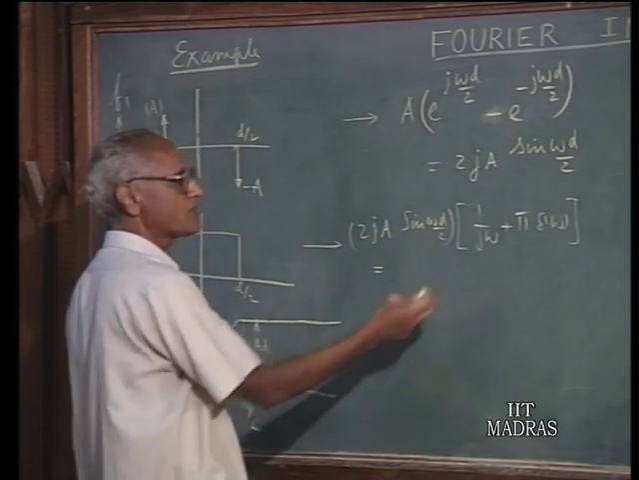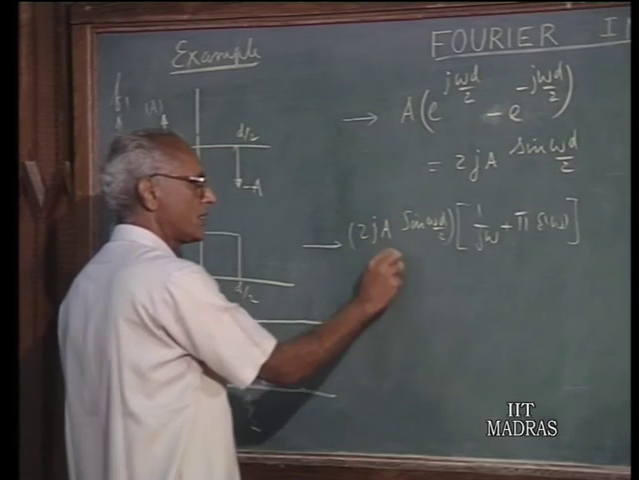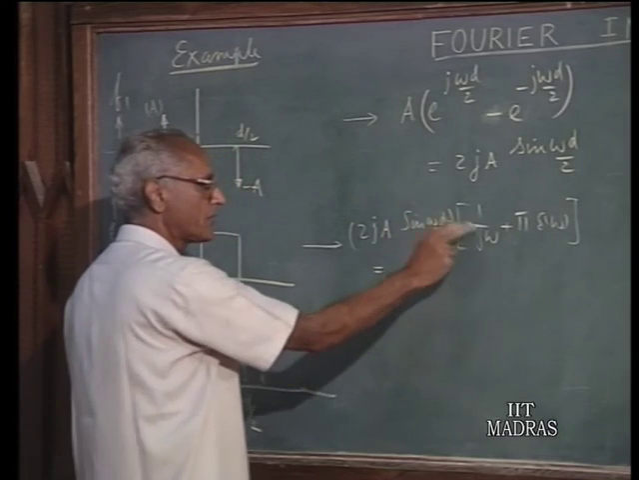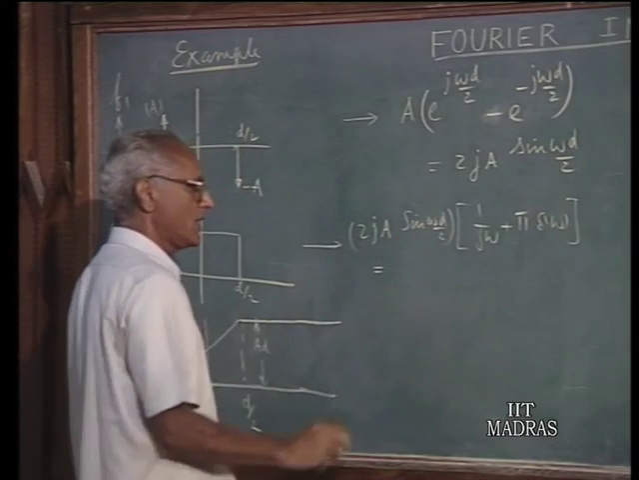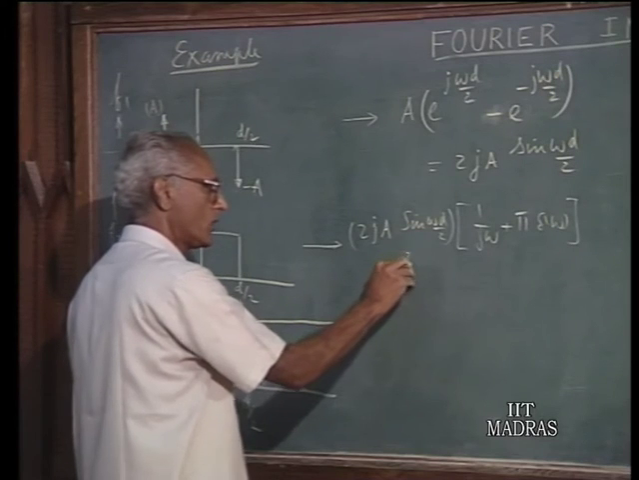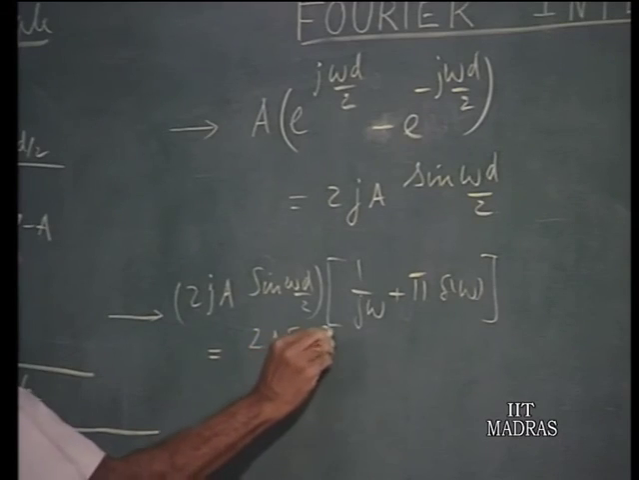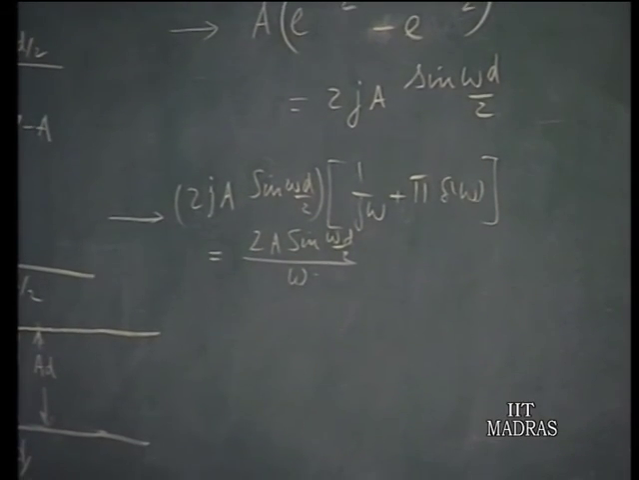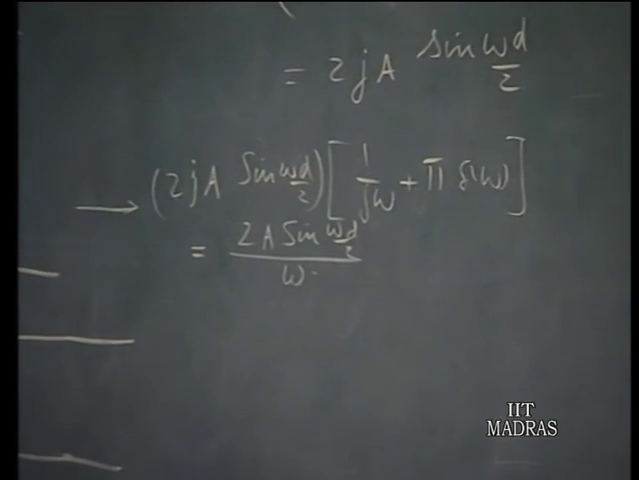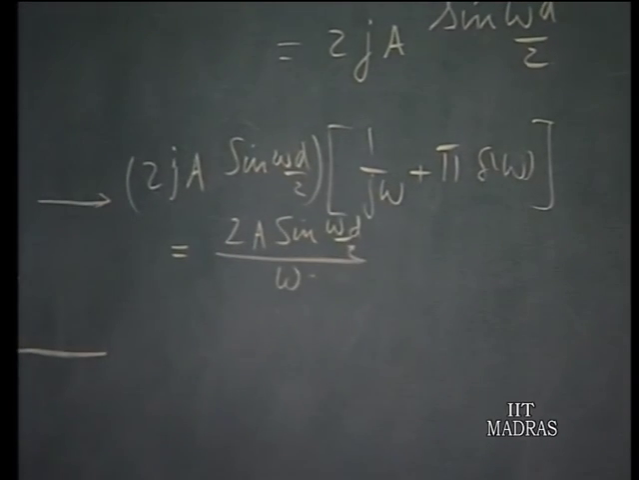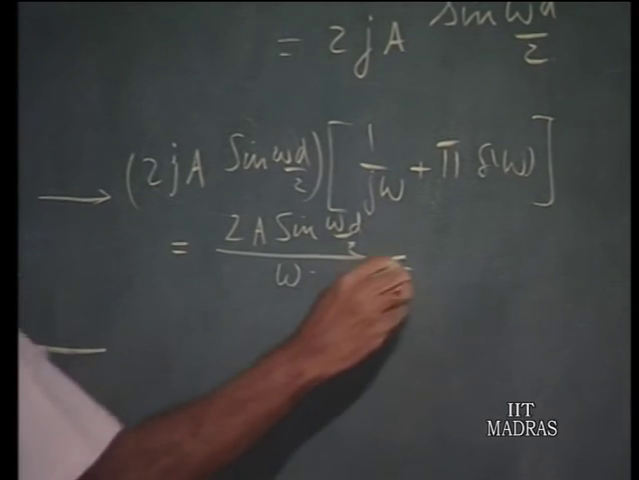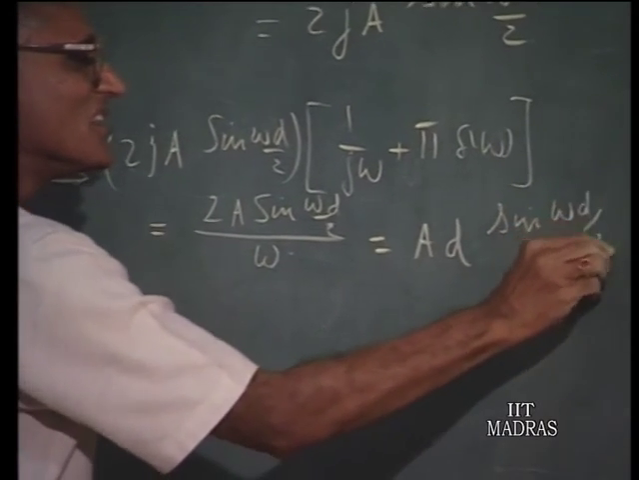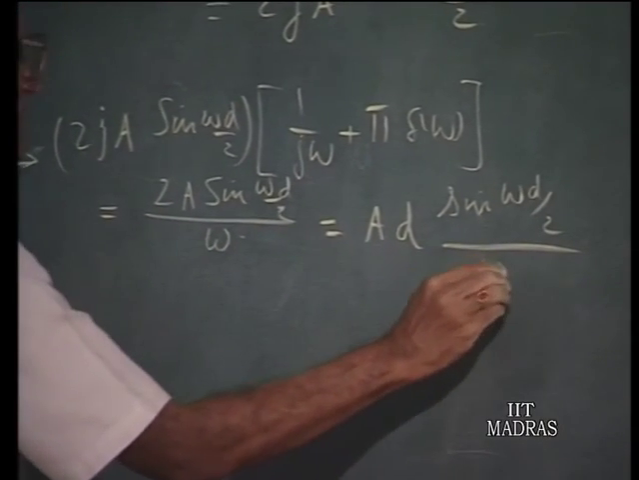We can also verify this by substituting omega equals 0; this quantity is 0, and that multiplied by pi delta omega leads to 0. Therefore, you get a contribution only from the product of this term and 1 over j omega. Therefore, that will be 2a sin omega d upon 2 by omega, which I can write further as ad sin omega d upon 2 divided by omega d upon 2.